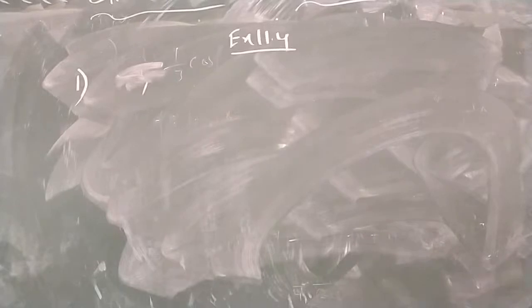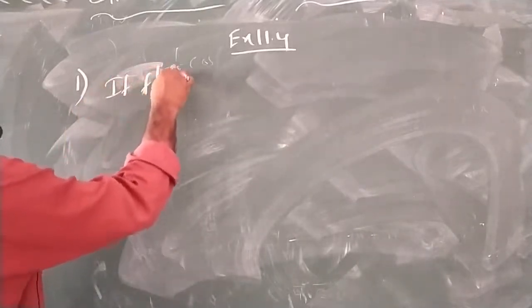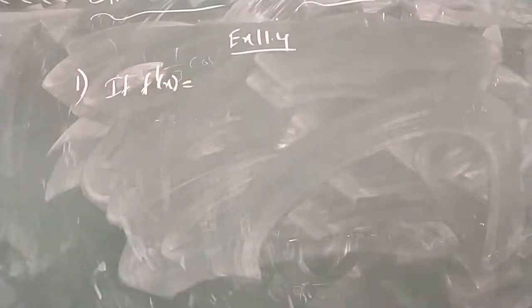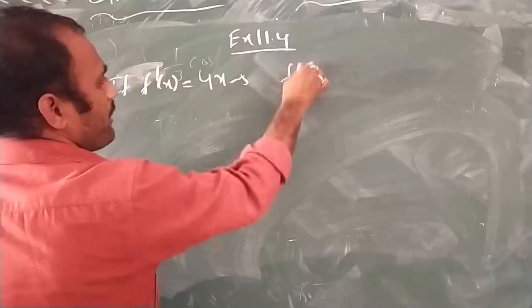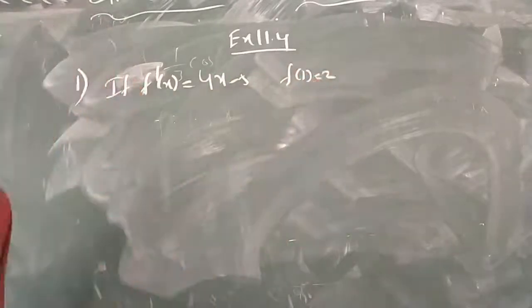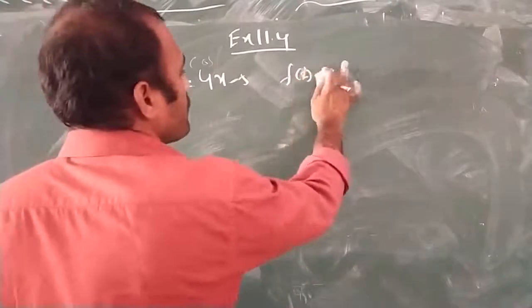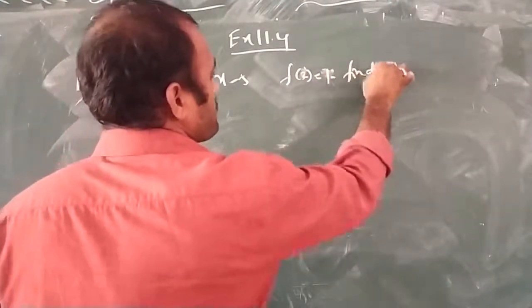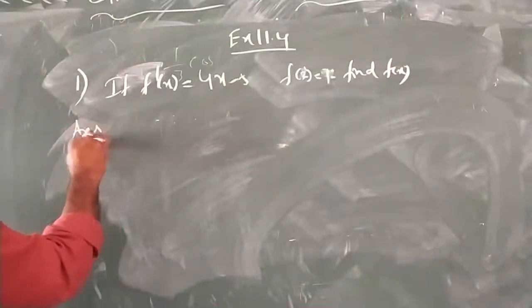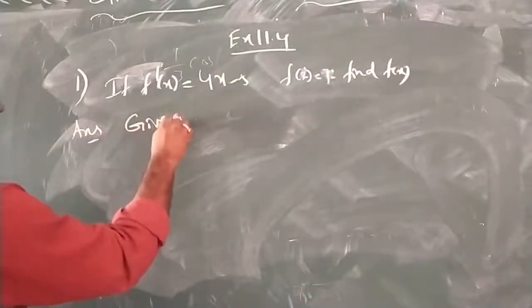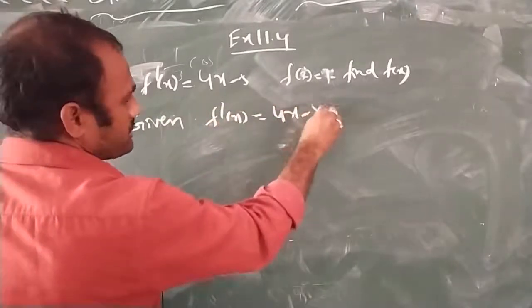So the question is, if f dash of x is equal to 4x minus 5, and f of 1 is 2, f of 2 is 1, find f of x. So the answer given: f dash of x is 4x minus 5.